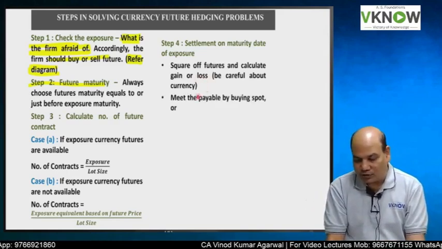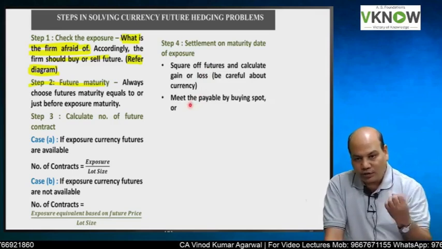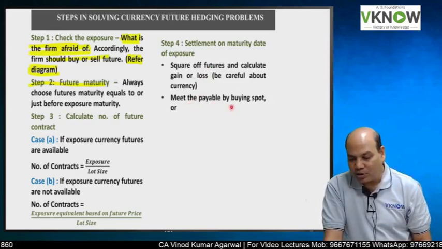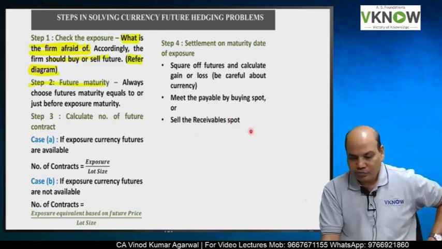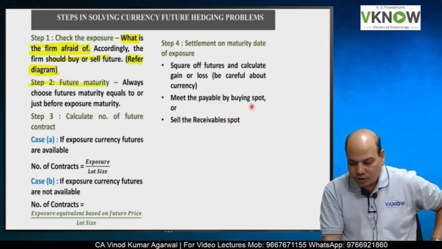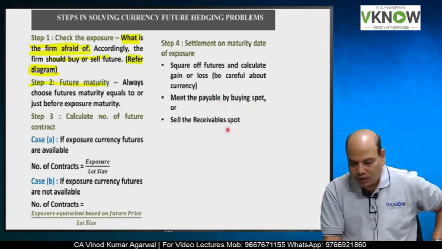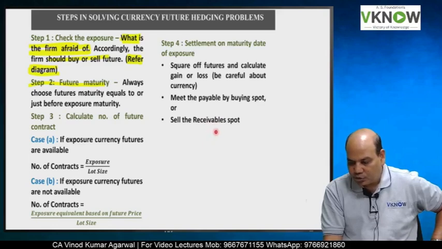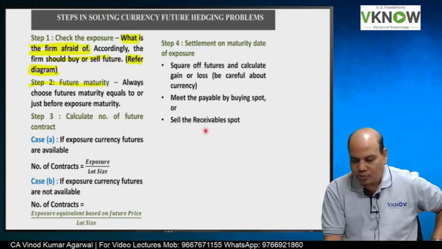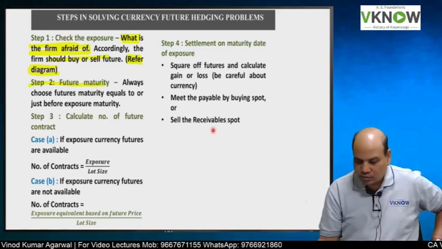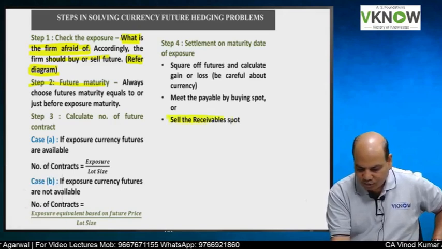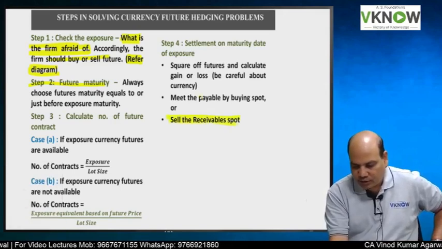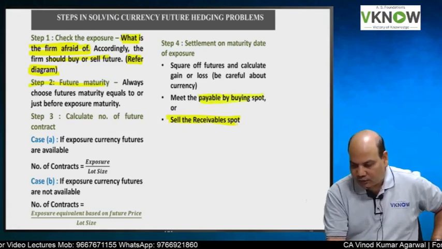Be careful about currency. Then you will receive the dollar. Settle the payable or receivable by buying spot or selling the receivable spot. So if you are an importer, then you have to buy spot. If you are an exporter, you have to sell spot. That is why in the question the spot rate on 1st April is given. So to us this line is important because we are exporter in this problem. But if the question is of importer, then this line will become important.